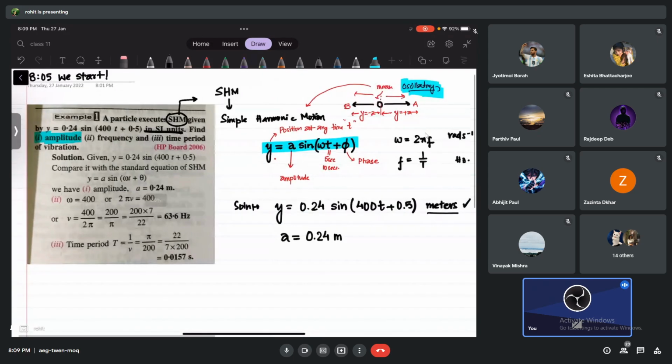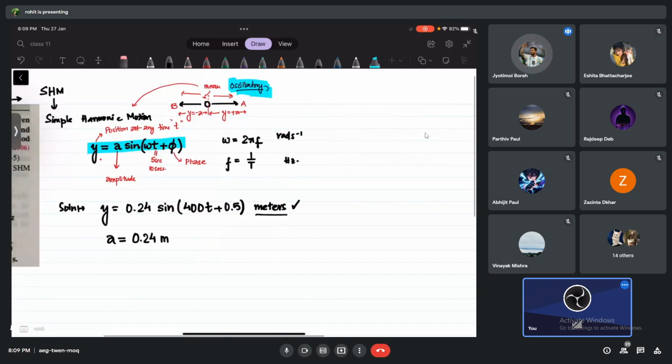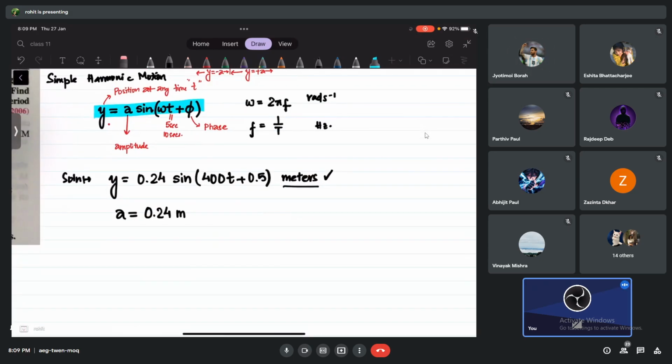Then tell me, what is the next answer? Frequency. How do you calculate frequency? 1 by t. But do I know t, or we don't know t here? We don't know t, right? But we know something. What is this 400, guys? This 400 must be equal to what? Omega, right? 400 is not omega t, okay? It is just omega, which represents frequency.